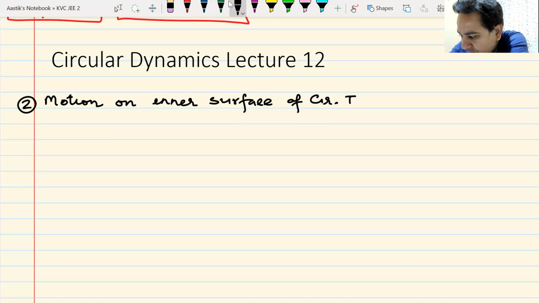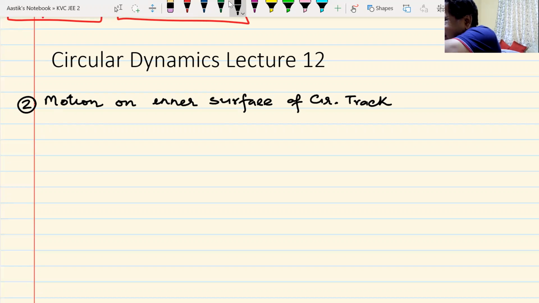Motion on the inner surface of a circular track. Now, what do I mean by that? I hope everyone understands this. I just open this.